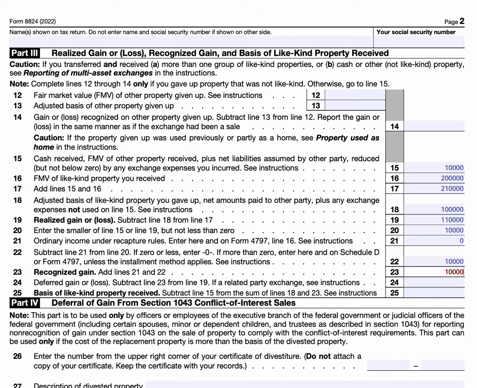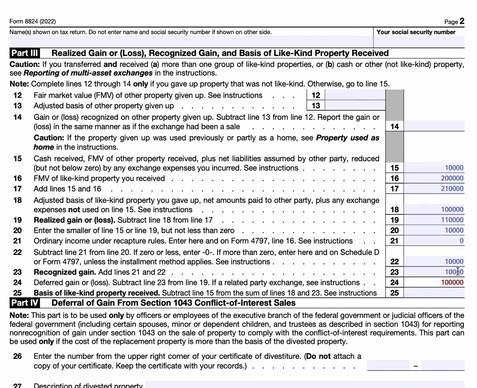So basically, we realized a gain of $110,000. However, we received $10,000 in boot. So we have to recognize the $10,000 gain. That's going to go onto our tax return. The other $100,000, we can defer. And that's the exact calculation we're going to do right here: the $100,000 that we're subtracting from line 19, the difference between $110,000 and the $10,000, results in our deferred gain of $100,000.